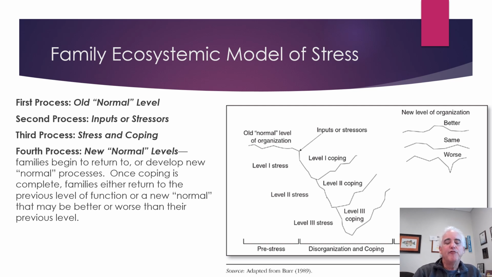So in the fourth process, families then move to a new normal level of functioning. Families either return to where they were, develop new normal processes of perhaps doing better, or perhaps even doing worse. So once coping is complete, they return to this new level of functioning, this new normal.